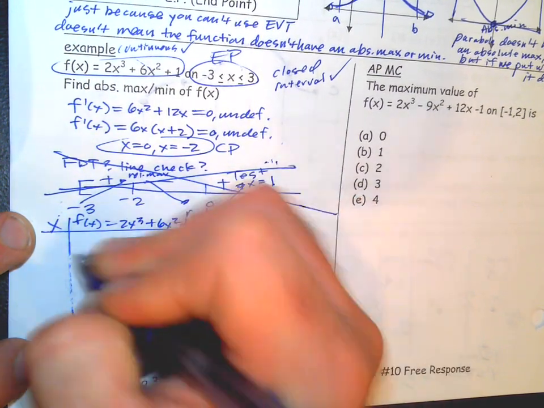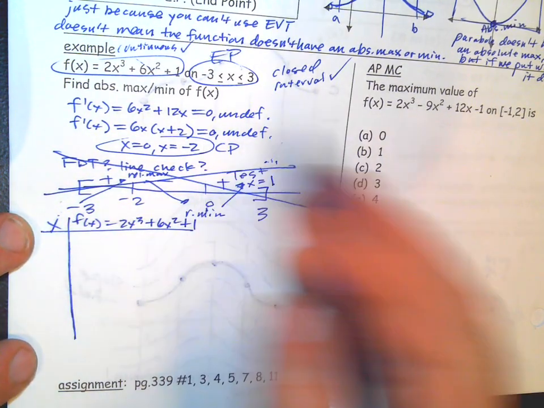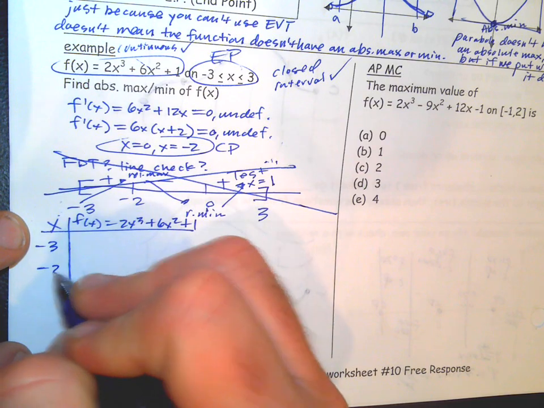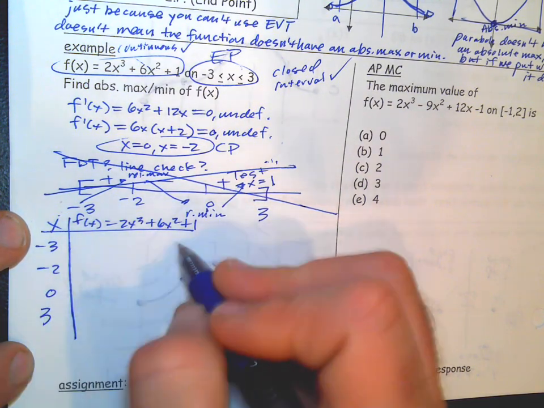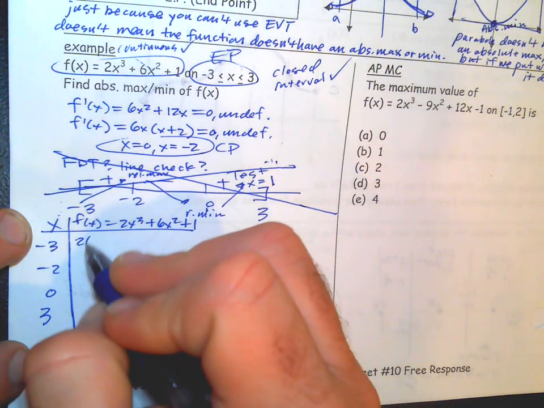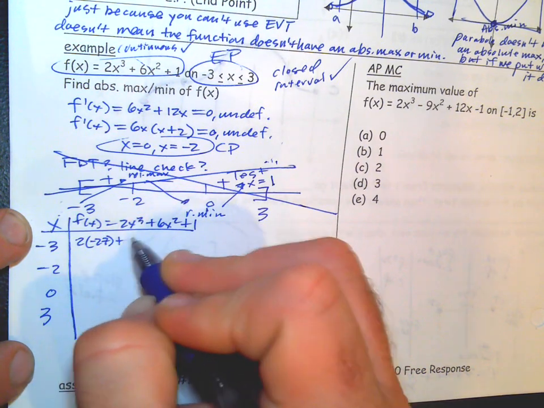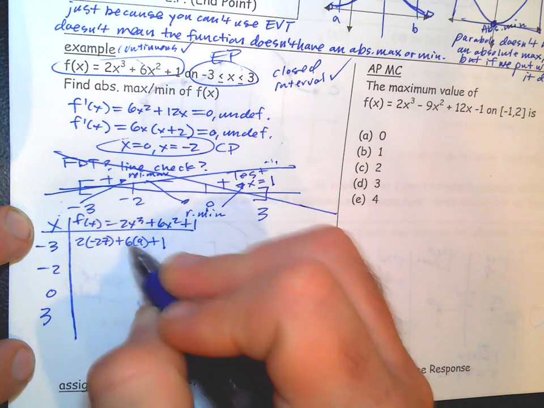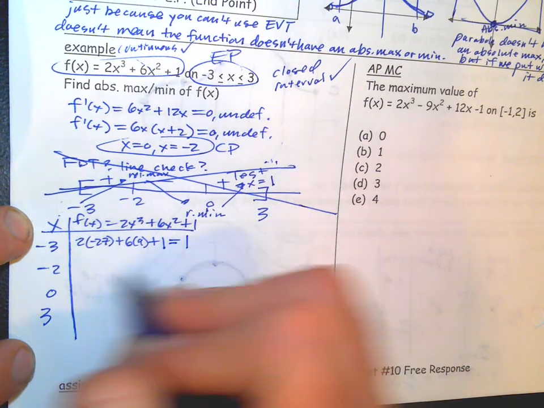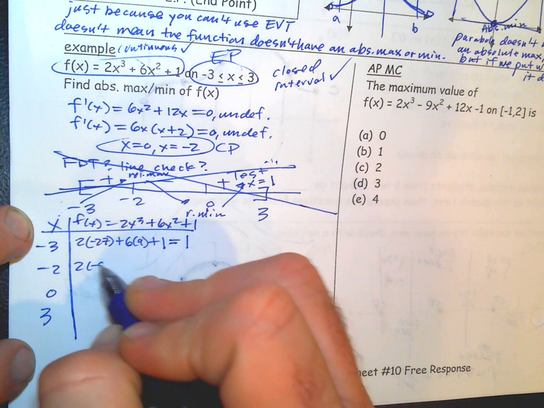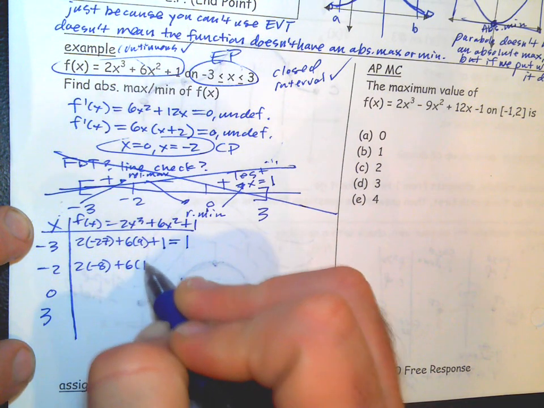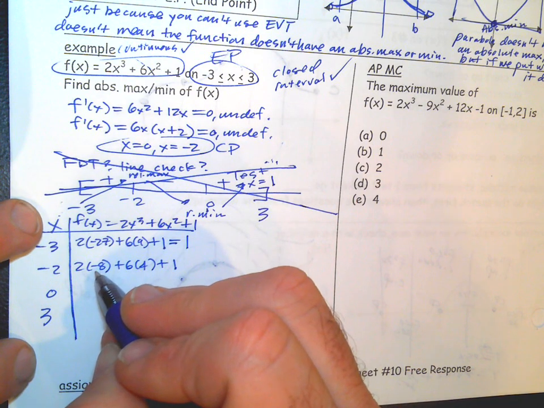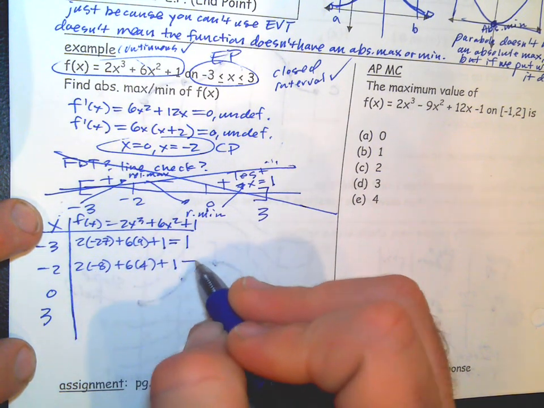You have to do all the geometry in the picture. You don't even have to figure out what the endpoints are. It's just given to you. So -3, -2, 0, 3. We're going to plug these in. So it's going to be 2 times -27 plus 6 times 9 plus 1: -54 plus 54 is 0 plus 1 is 1. Then 2 times negative 8 plus 6 times 4 plus 1. That's going to be 24 minus 16 is 8 plus 1 is 9.